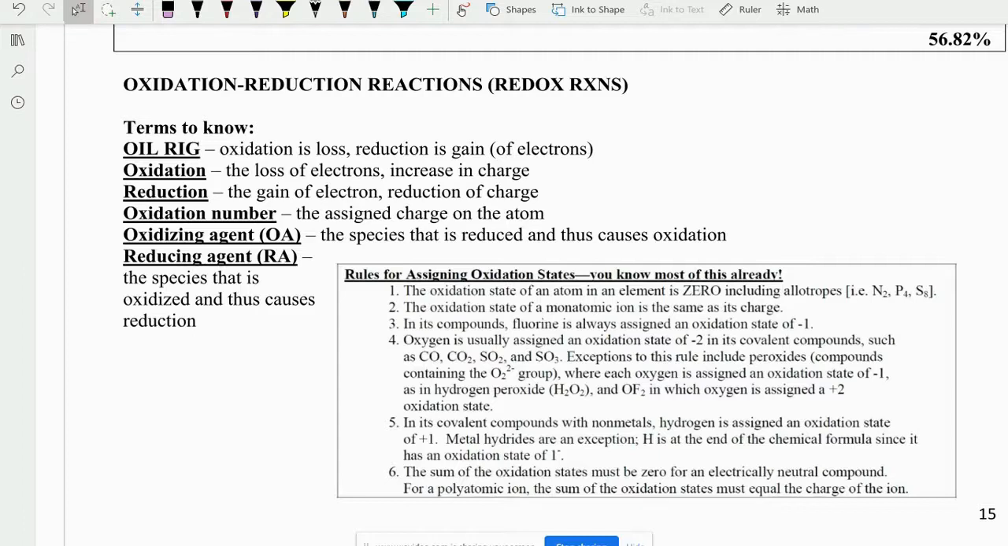For now, we're going to switch gears a little bit, and we're going to talk about a very common type of reaction that you need to master, and that is called a redox reaction. A redox reaction is short for oxidation reduction reaction.